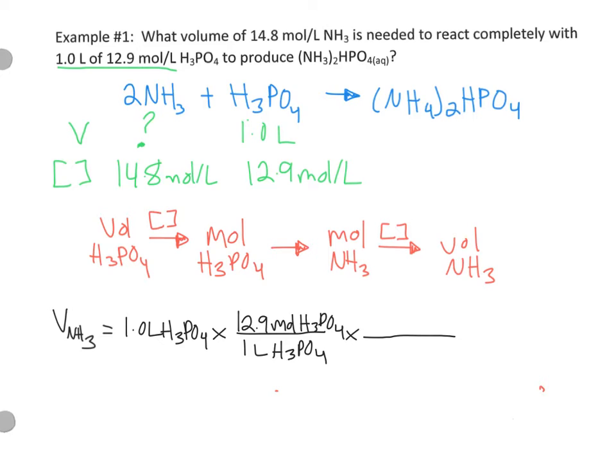We get our mole ratio from the balanced equation. We have moles of H3PO4 right here, so we want to cancel that out by putting the moles of H3PO4 on the bottom. And according to our balanced chemical equation, there's only one. So we'll have 1 mole of H3PO4 reacts with 2 moles of NH3.